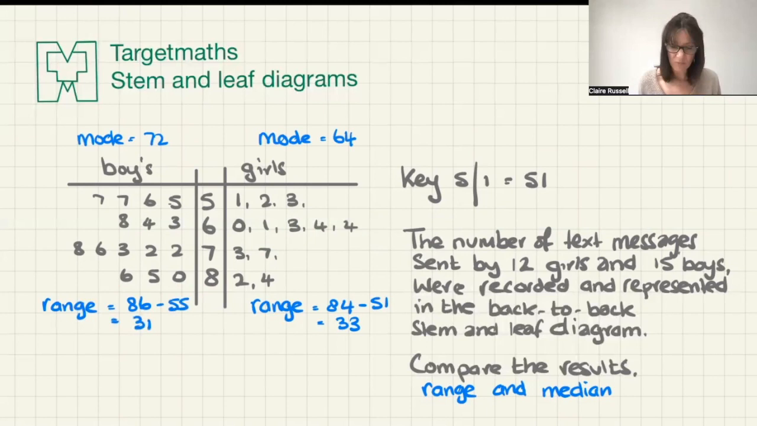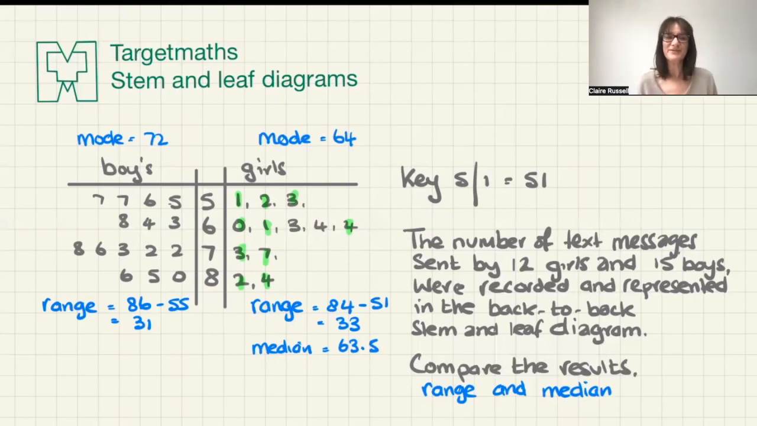And then I just get to work on finding my medians. I'm doing the girls first because that is in the kind of normal setup for a stem and leaf. So I'm in a comfort zone, which is why I'm going to do that one first. So the first, there we go, next one in. So I'm between 63 and 64, which is 63.5.